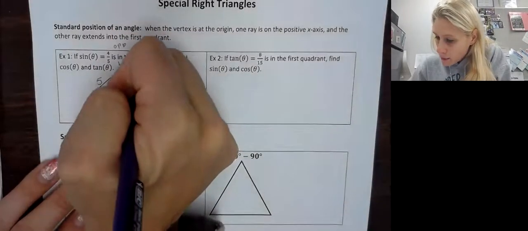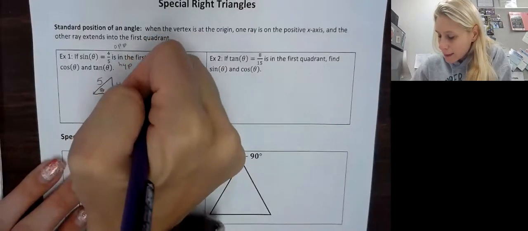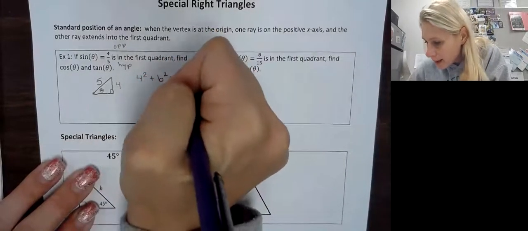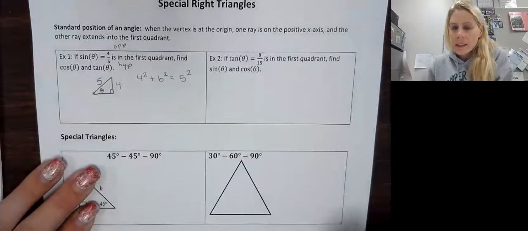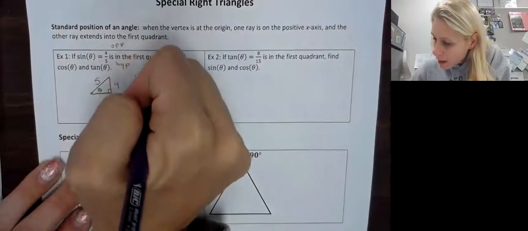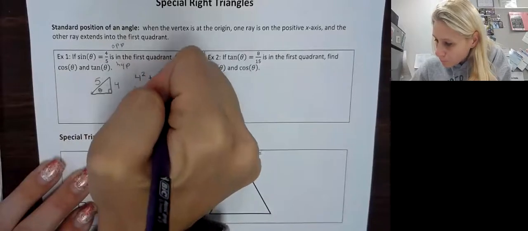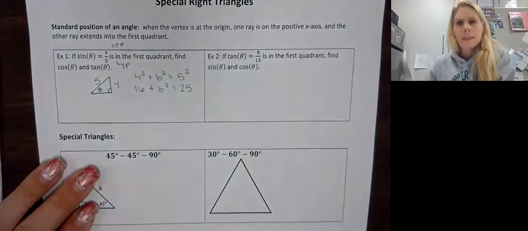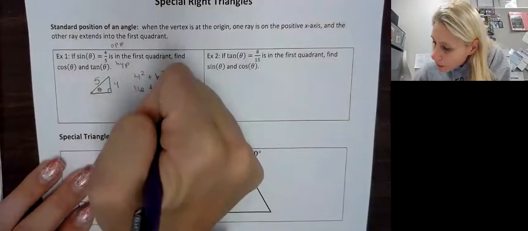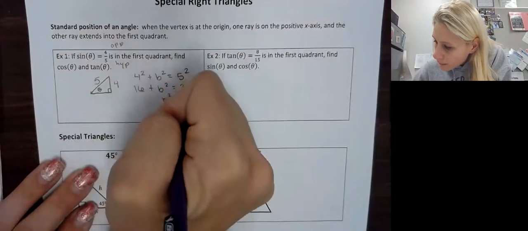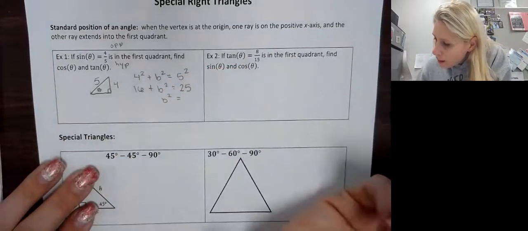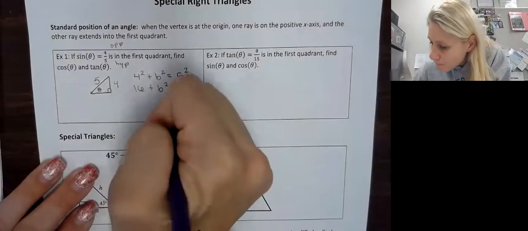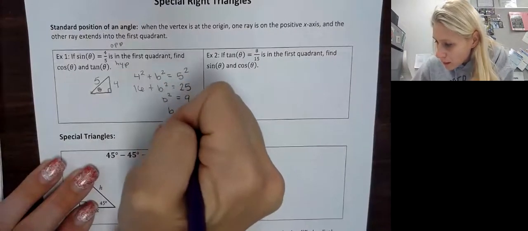That is a squared plus b squared, and b is what we don't know, equals c squared, and c is always the hypotenuse. And then we're going to solve. So we get 16 plus b squared equals 25. Next, subtract 16 from both sides. We get b squared equals 9. Take the square root. So b equals 3.